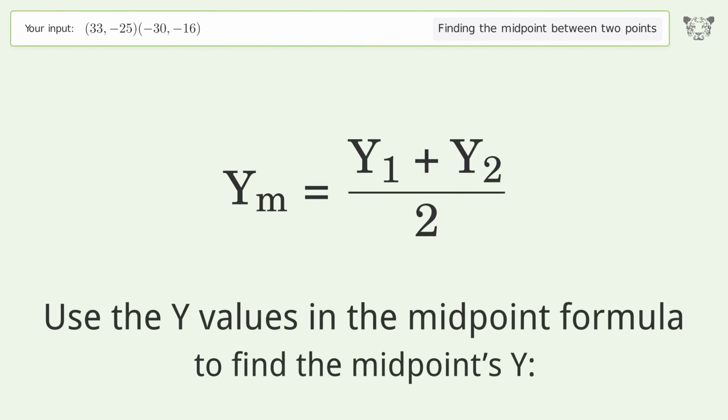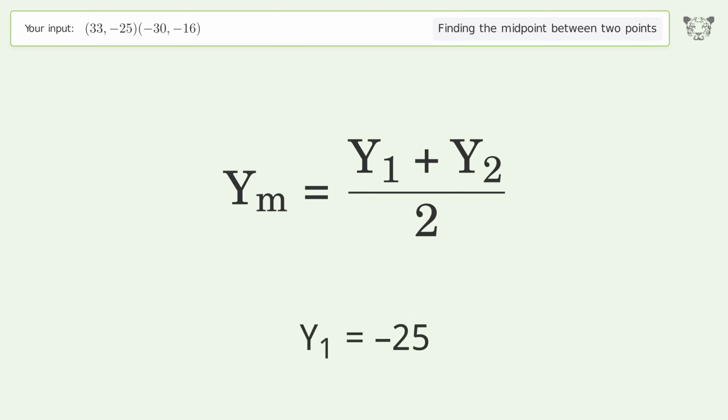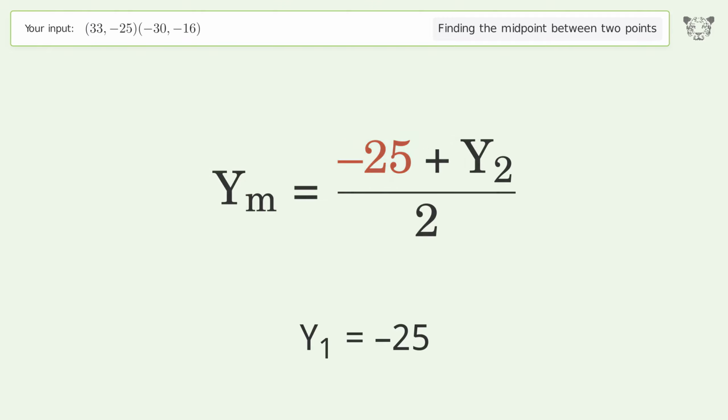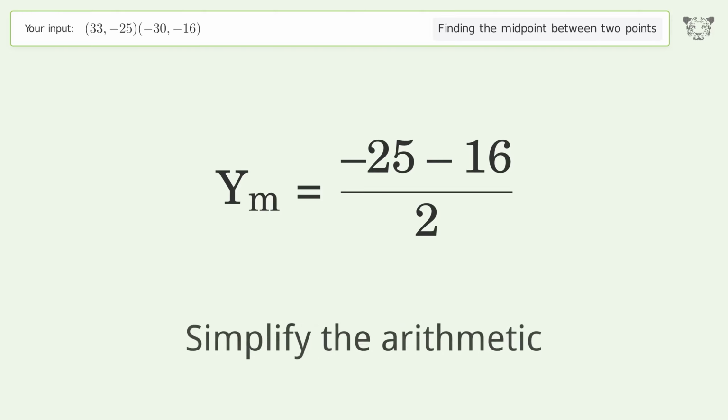Use the y values in the midpoint formula to find the midpoint's y. y1 equals negative 25. y2 equals negative 16. Simplify the arithmetic.